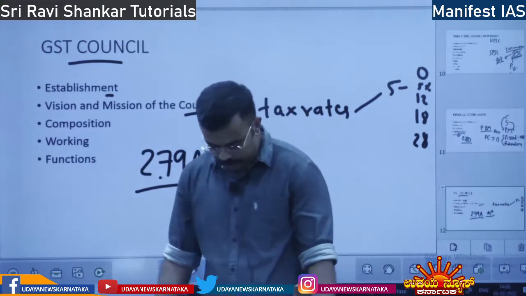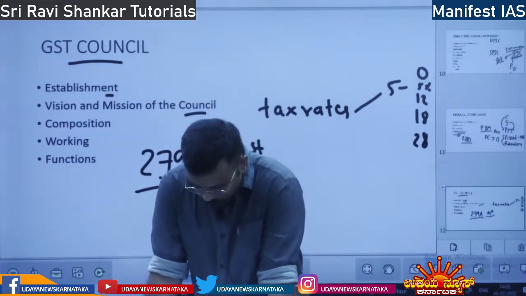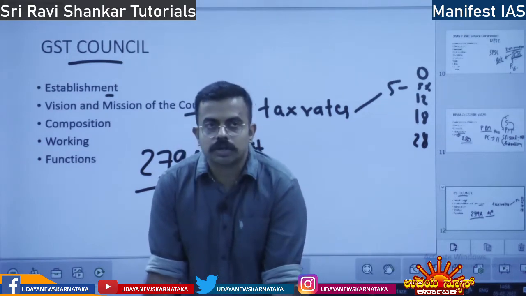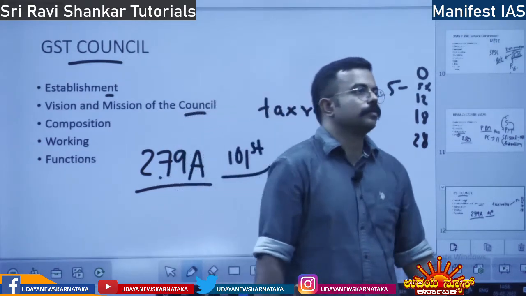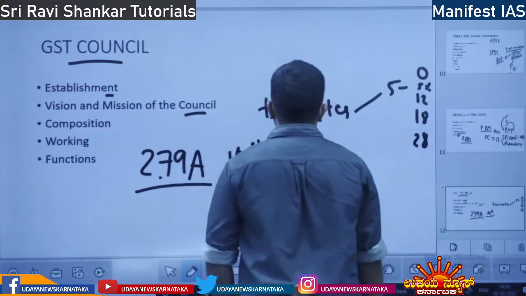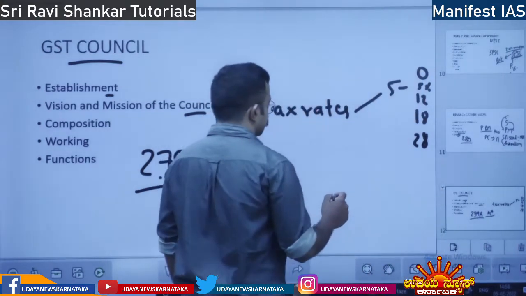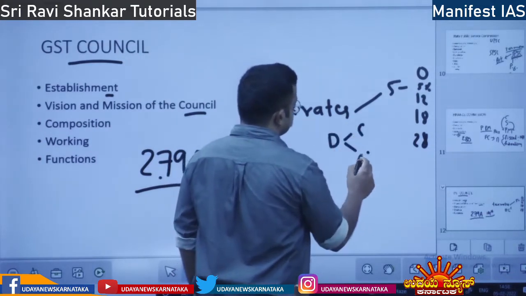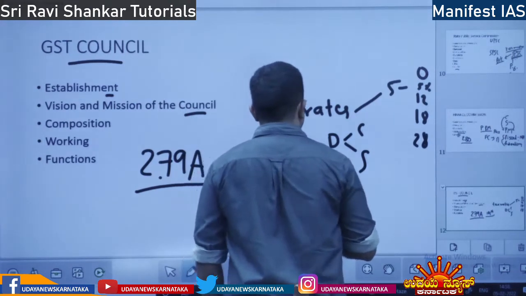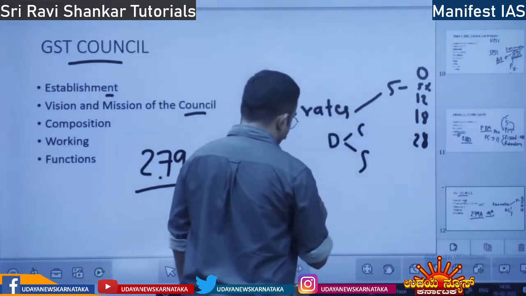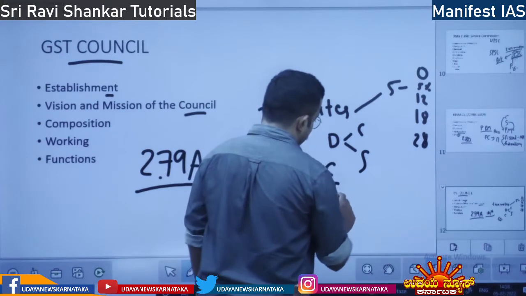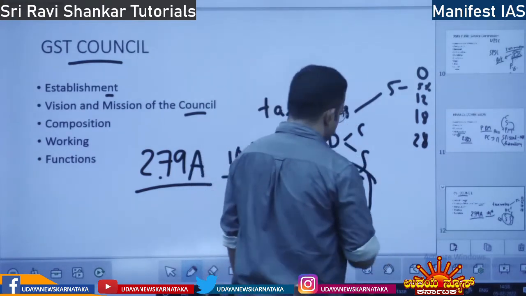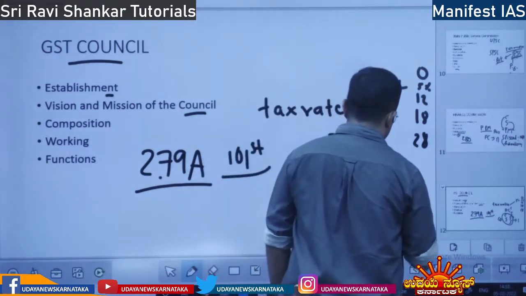What is the vision and mission? So, highest standards of cooperative federalism. What do you mean by that? Federalism means division of power between center and states. I already told that. So cooperative federalism means center and states cooperate among themselves in the matter of taxation.